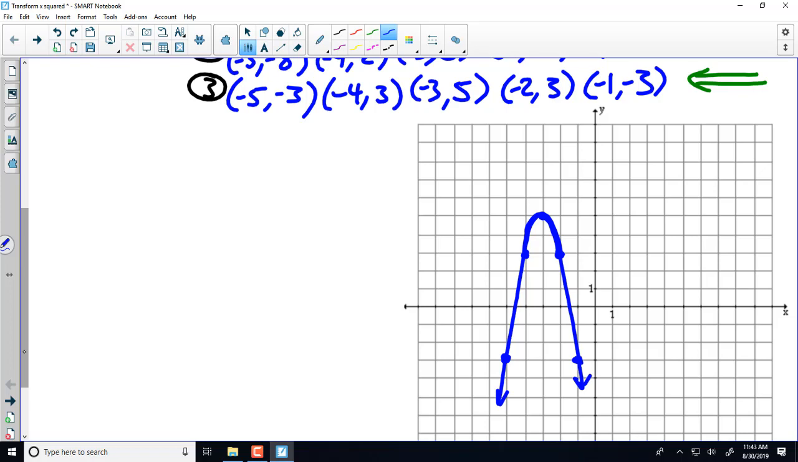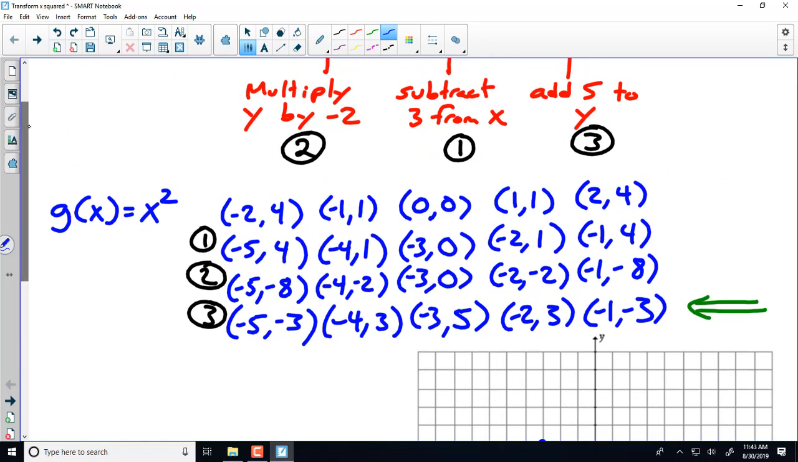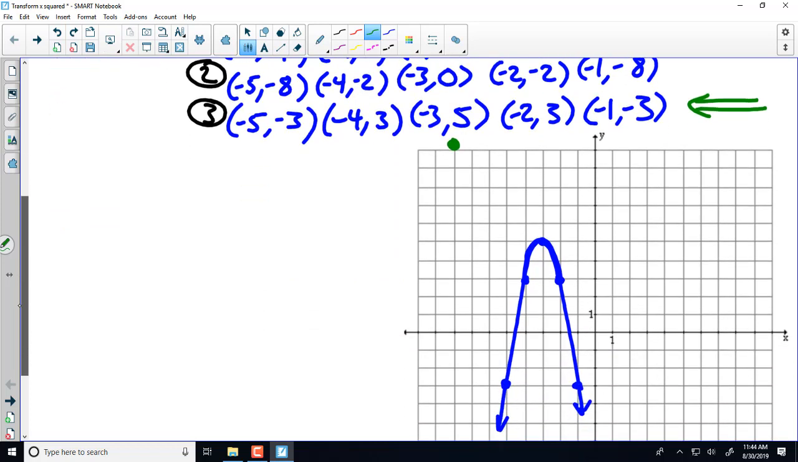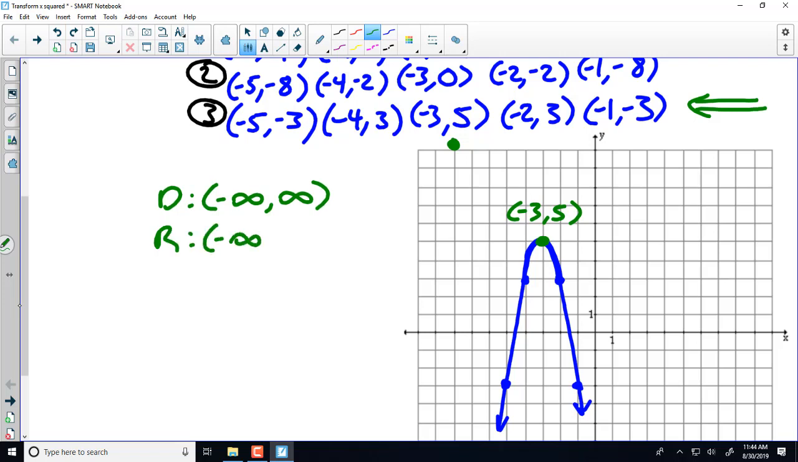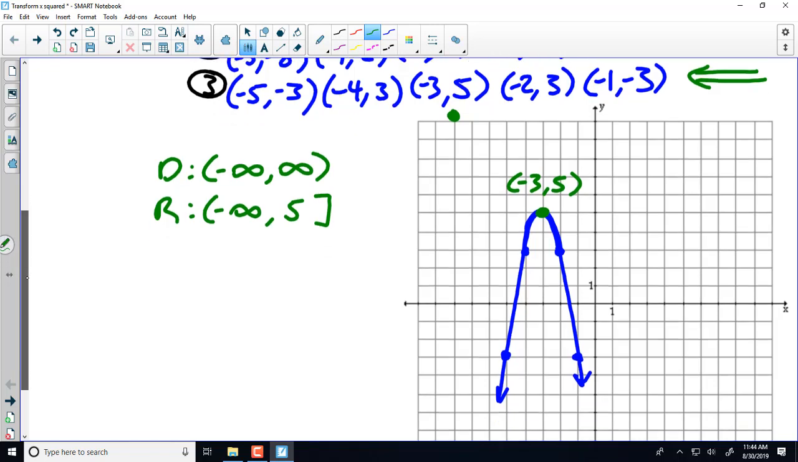One of the most important points is this (0, 0) point, which became the point (-3, 5). So we put that right there, and this will actually allow us to identify the range of our graph. The domain is -infinity to infinity. That hasn't changed from the original, but the range is now -infinity all the way up to the y value of 5, including 5.